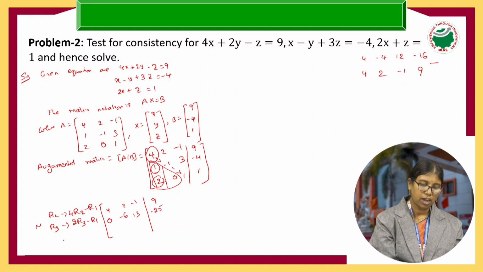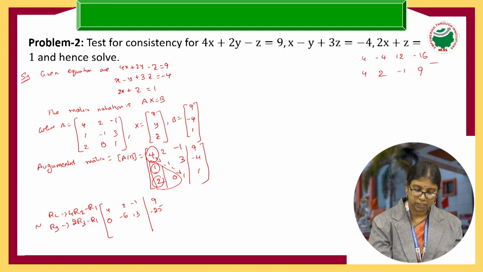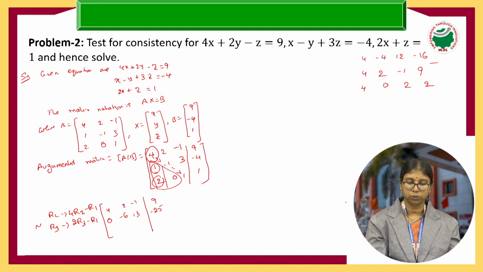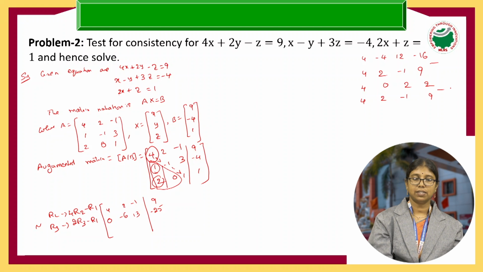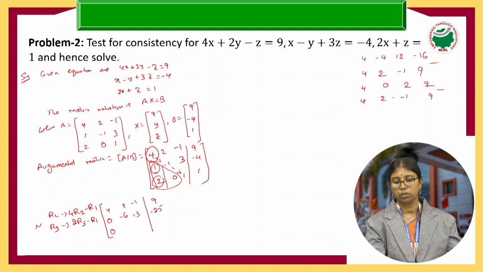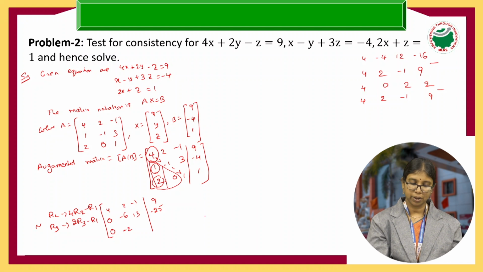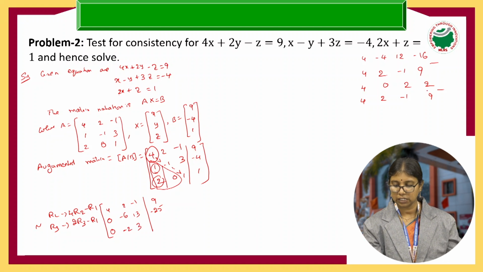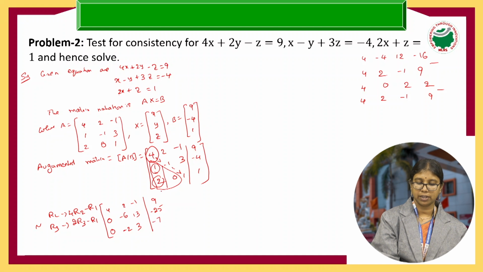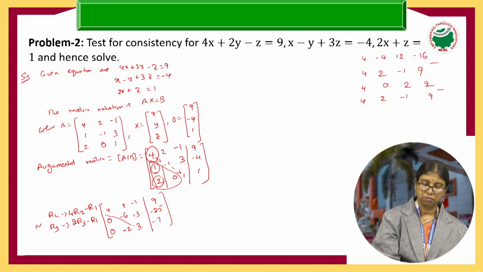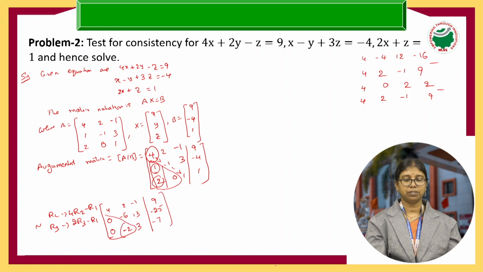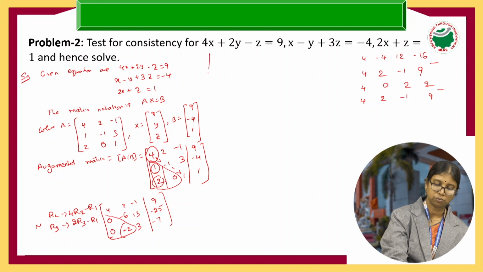Next, for R3, you have to take 2R3, that is 4, 0, 2, 2. Next, R1 is 4, 2, minus 1, 9. So by subtracting again, this is 0. 0 minus 2 is minus 2. 2 minus of minus 1 is plus 1, so that is 3. 2 minus 9 is minus 7. So we have one more value to make 0. You have to convert minus 2 to 0.